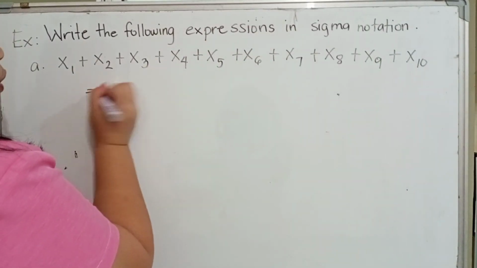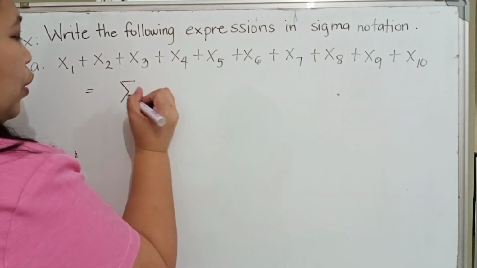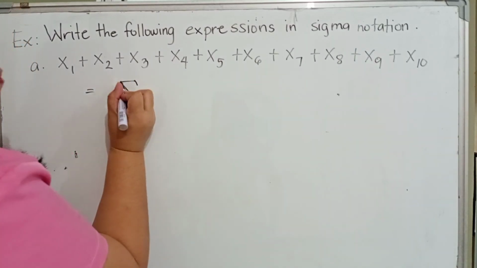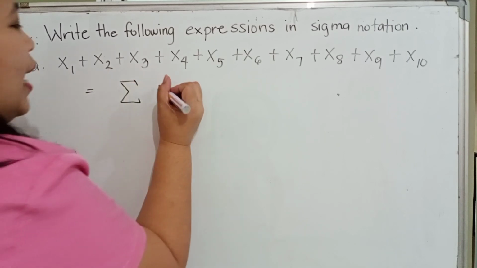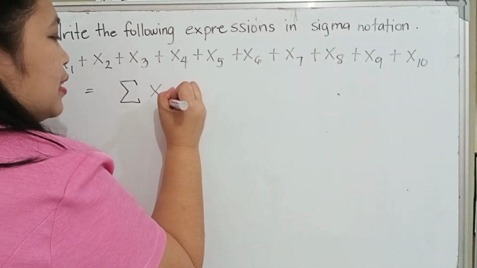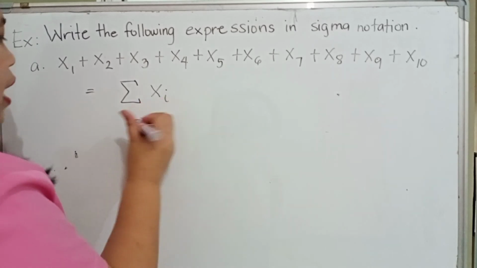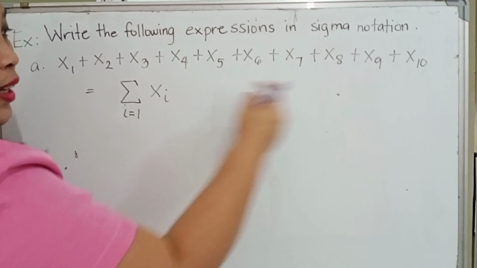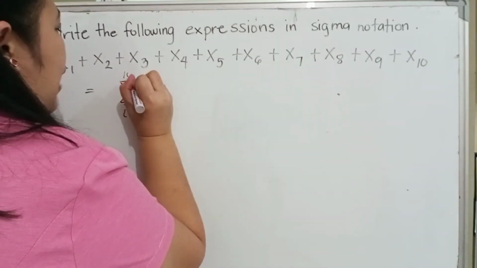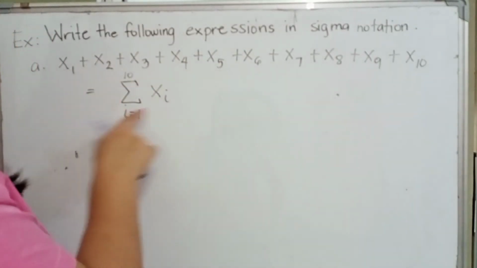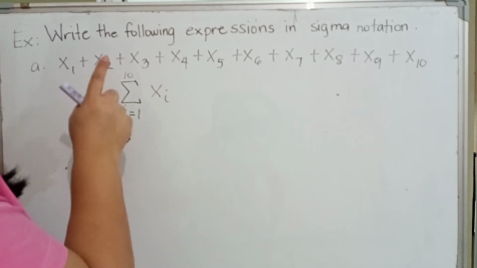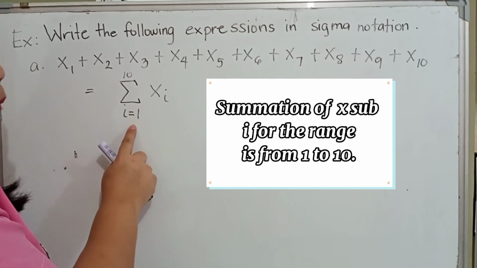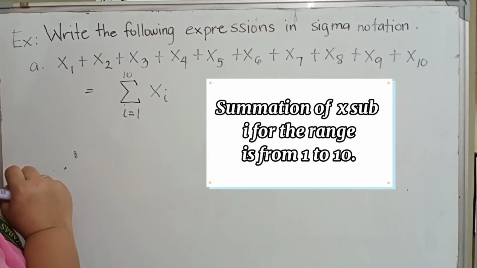In this case, we're going to have the symbol or the capital letter sigma. Okay? So this is our sigma. And then we're going to write x sub i, wherein that is your interval. So interval from your lower limit is 1, and then upper limit is 10. So therefore, this notation is read as summation of x sub i, wherein the range is from 1 up to 10.